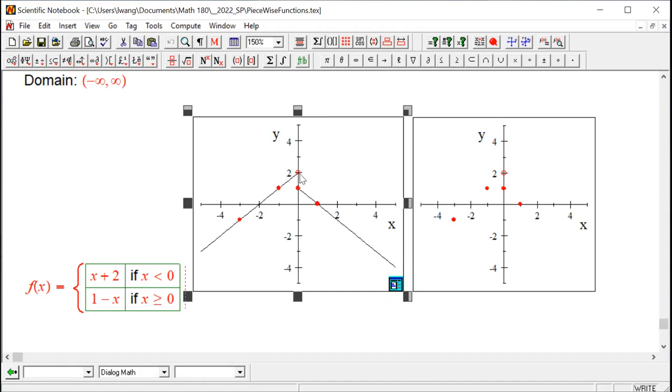At the border, which is at 0, we know we're going to use the other rule. So the other rule's dot is right here. This is going to be a function because it passes the vertical line test. Does it pass the horizontal line test? No, it doesn't, so it doesn't have an inverse. Now, we have found the domain, and what is the range?